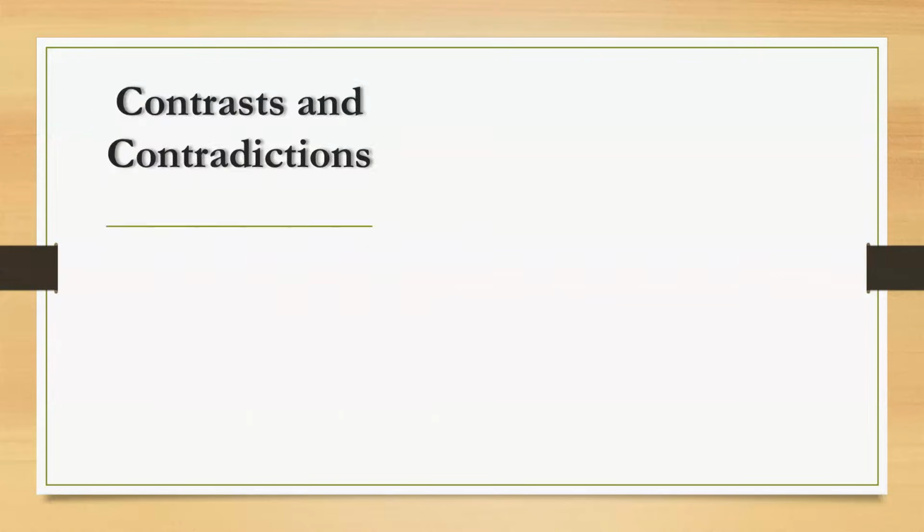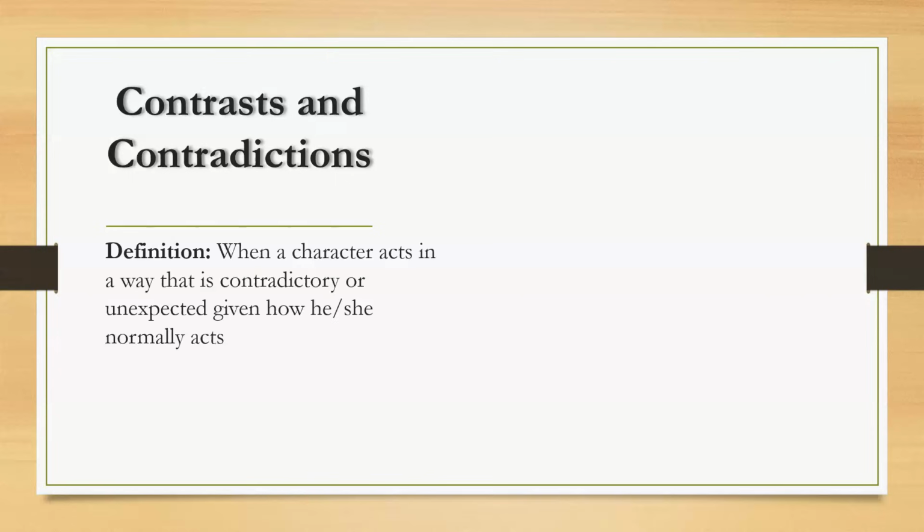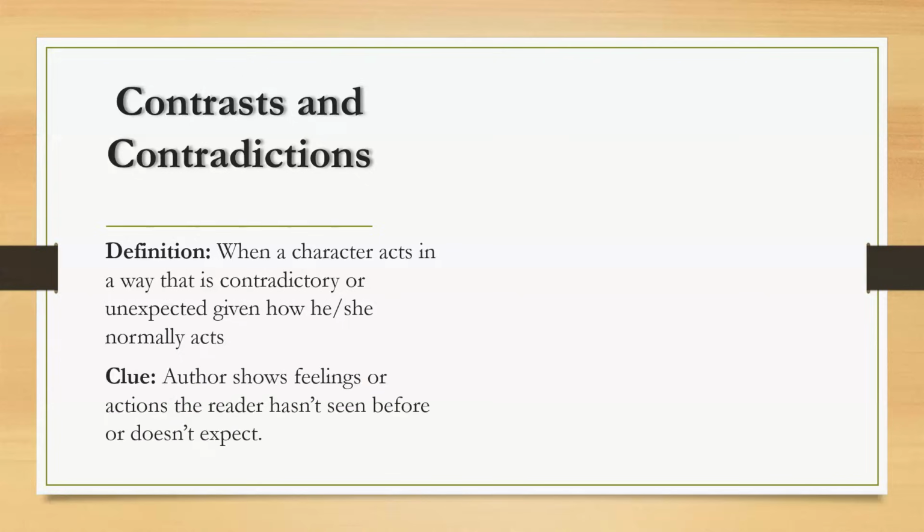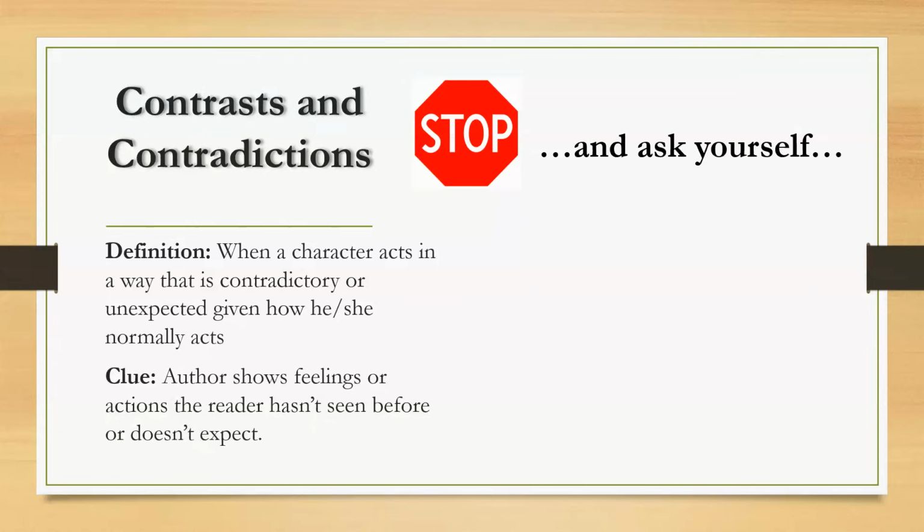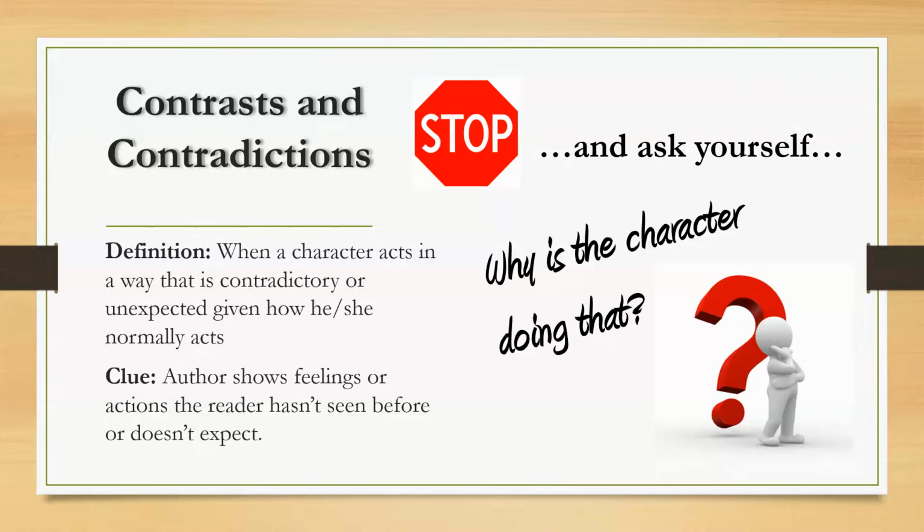The first signpost is contrasts and contradictions. The definition there is when a character acts in a way that is contradictory or unexpected given how he or she normally acts. The clue to this is when an author shows you feelings or actions that the reader has not seen before or doesn't expect. When you see a contrast and contradiction in the story, you stop and you ask yourself, why is the character doing that?